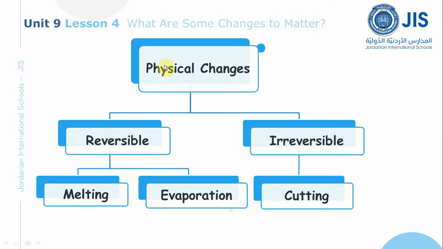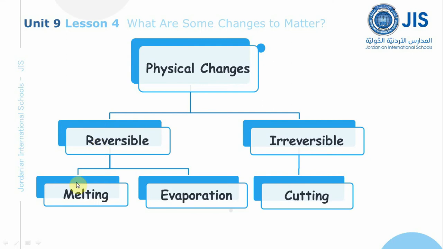A physical change is a change to matter in which some properties of the material change, but the identity of the matter does not. That's why melting, evaporation, condensation, and freezing are physical changes, because we change the properties, but the identity of the matter does not change. We have two types of physical changes, reversible and irreversible.